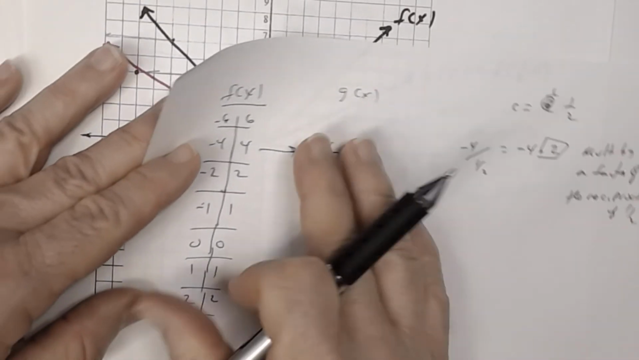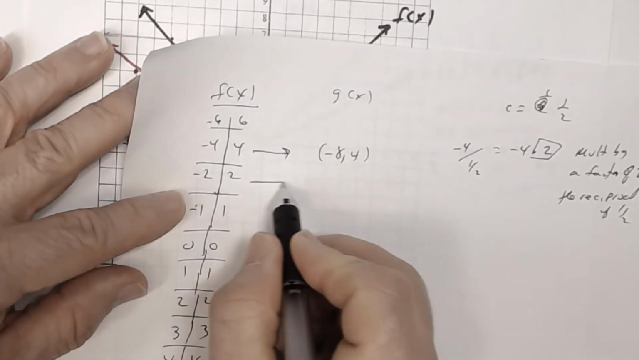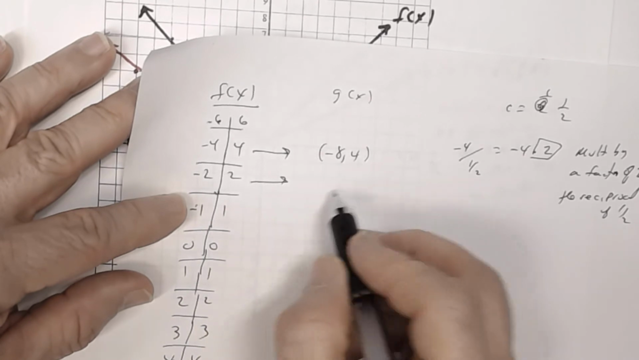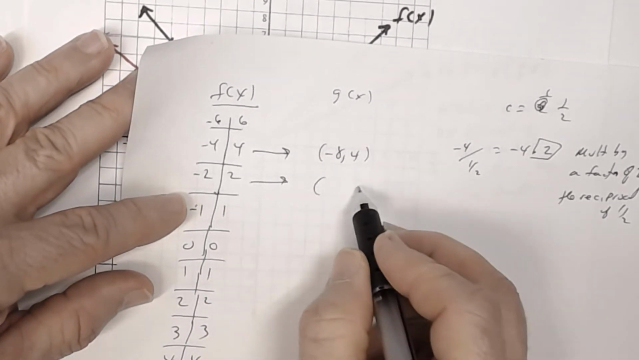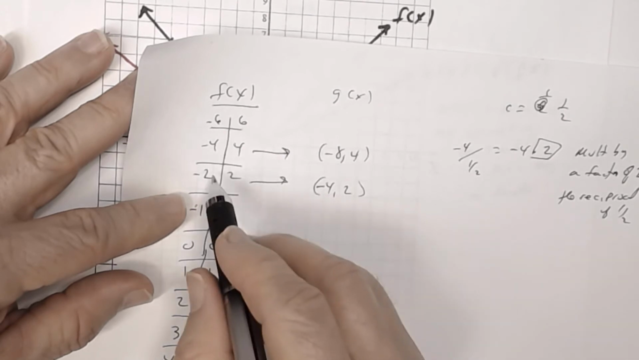So the point here is this. What do you think this is going to be here? So (-2, 2) becomes what point on g of x? It becomes the point (-4, 2). So you're doubling x, right?